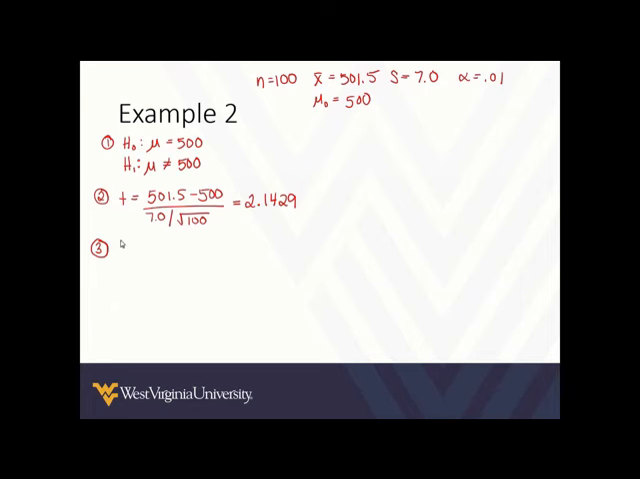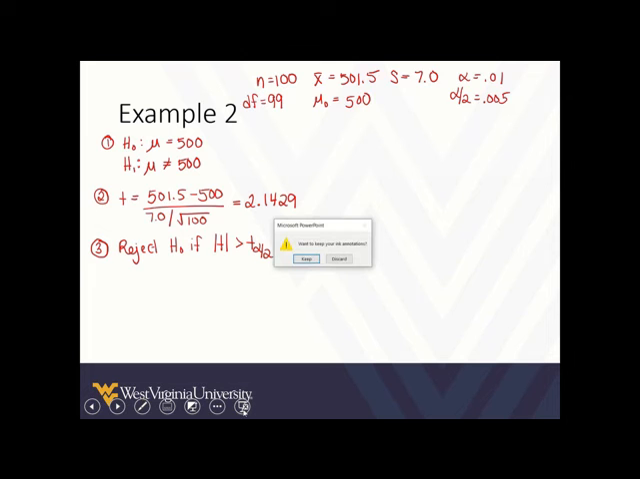For us, we can then say that we will reject our null hypothesis if the absolute value of t is greater than t alpha over 2. We were given that alpha is 0.01, so that means alpha over 2 would be 0.005. We also need to know our degrees of freedom, which is n minus 1, so our degrees of freedom is 99. At this point, I'm going to exit out of here and pull up our t-table.